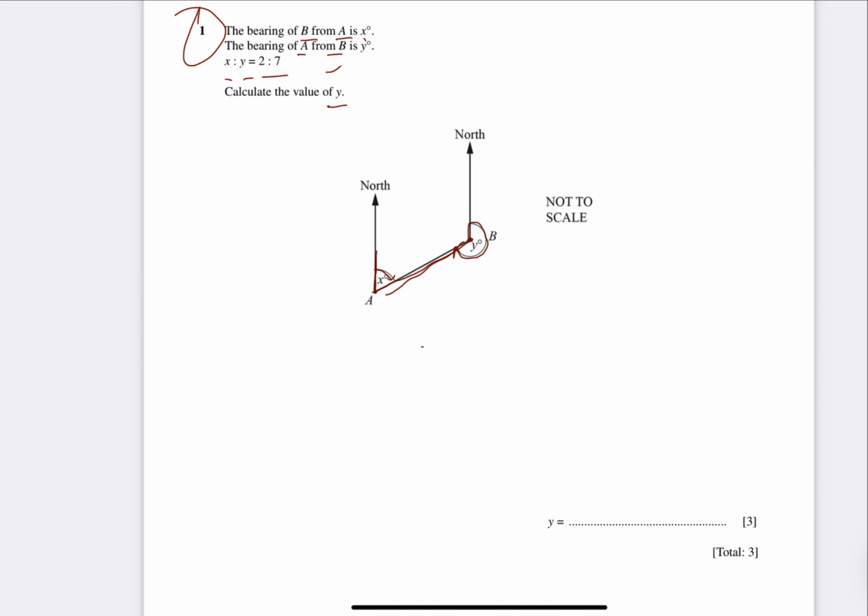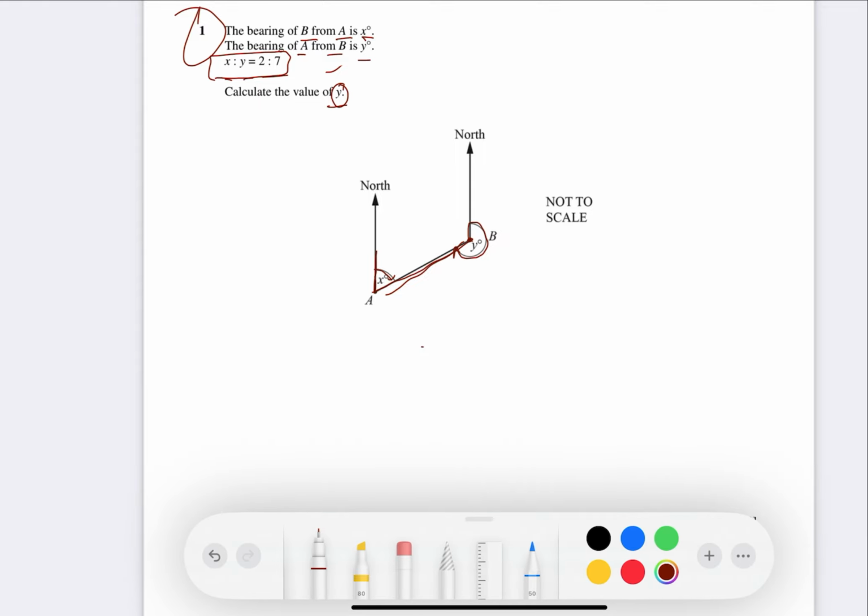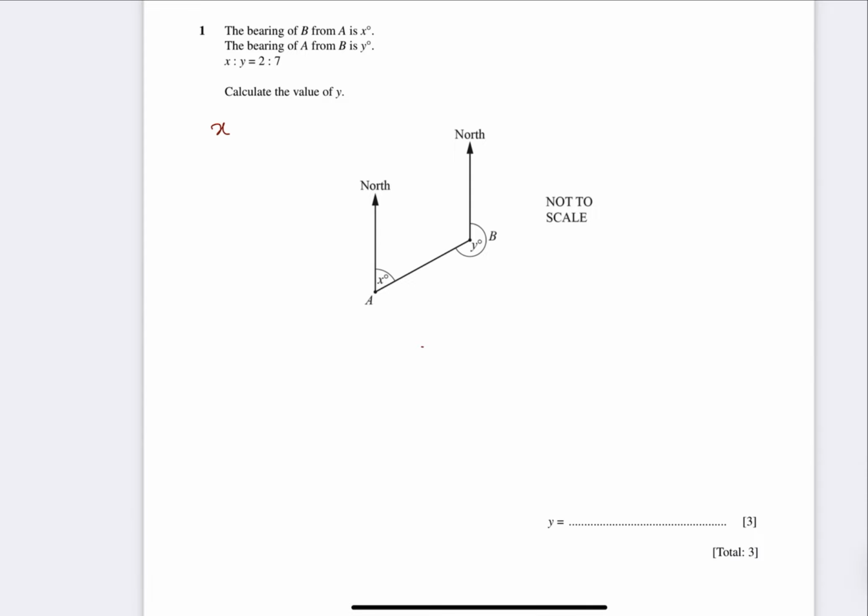We are given x and y. The ratio of x to y is given. We have to calculate the value of y. Whenever a ratio question is given to you, remember and repeat with me, we will take the number out of the ratio. How can we take it out of the ratio? x equals 2k, where k is the factor, and y equals 7k.